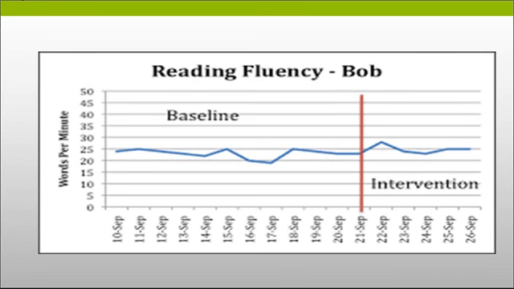Take a look at this graph that's comparing Bob's reading fluency as measured by words per minute over time. It looks like through the month of September. What kind of design do you think this is? If you said A-B design, you're correct. As you notice, a baseline was established from September 10th to September 21st. After the 21st, an intervention was introduced, and that data continued to be collected at B. So this would be considered an A-B design.